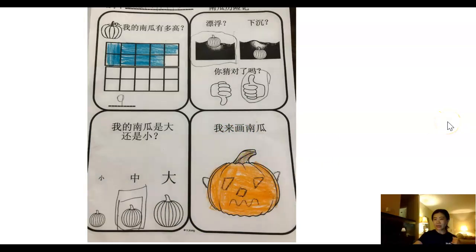Okay. Here is another student's work, and that student colored the cubes and put 9. There are 9 cubes when we measure the height of the pumpkin. Then the student chose float, 浮, and guessed right. The size 中 means medium, and that student drew what the pumpkin looks like.